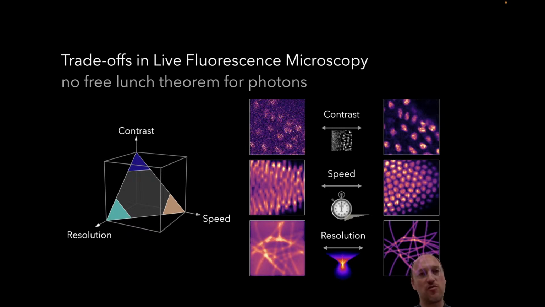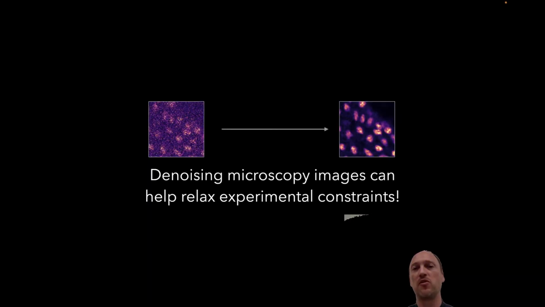If you change instrument, you can definitely change the envelope, right? If you use a new physics principle, if you use a new technology, you will change that surface, and you will have access to different trade-offs. Another thing you can do also is use algorithms, to basically turn images that would be perhaps not usable into images that you can use. And the most obvious thing you can do, for example, is to denoise images.